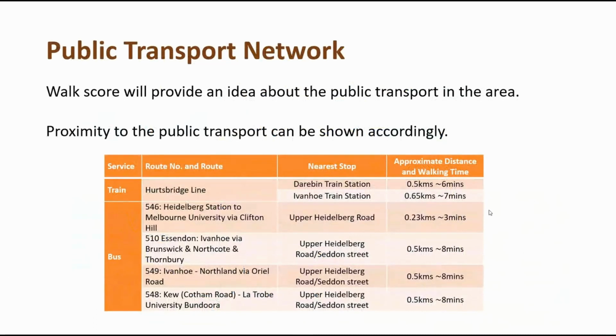Public transport network. Walk Score will provide an idea about the public transport in the area. Proximity to public transport can be shown accordingly. Here's a table that we can write in a green travel plan, which can tell about the service, like train or bus, route number, nearest stop, and approximate distance and walking time. Supposedly, in this we have shown the Hurstbridge line. Nearest stops are Darebin train station at 0.5 kilometers, which will take around 6 minutes to reach, and Ivanhoe train station at 650 meters, which can take around 7 minutes to reach.